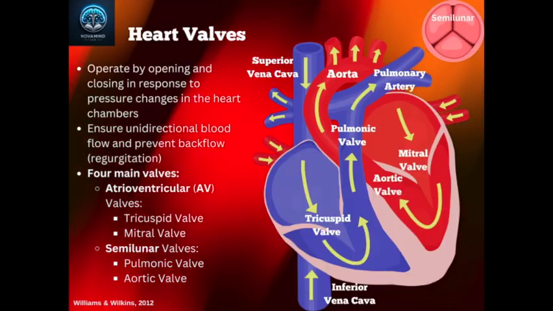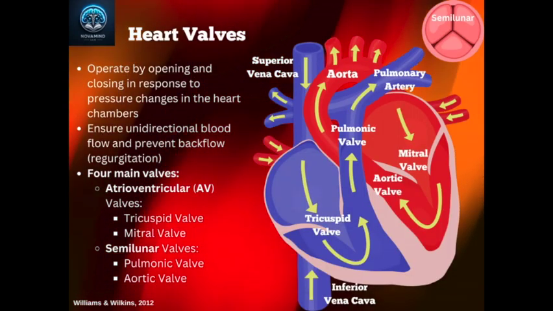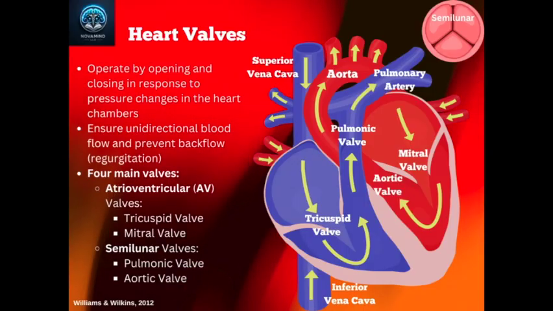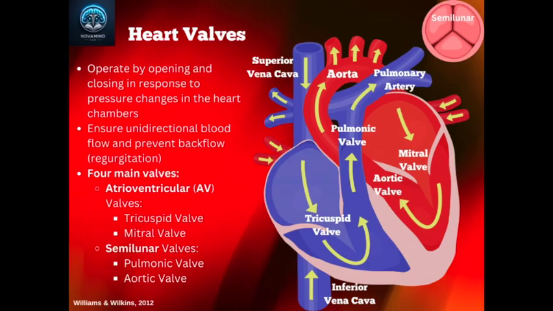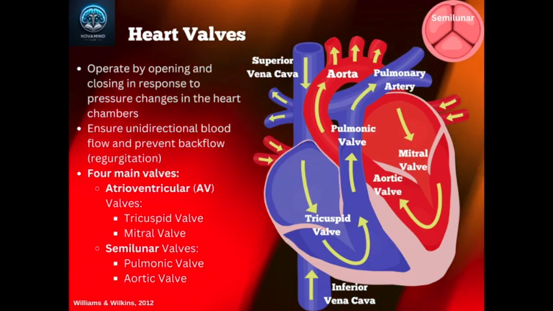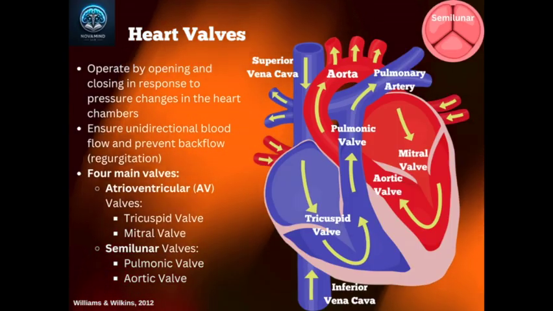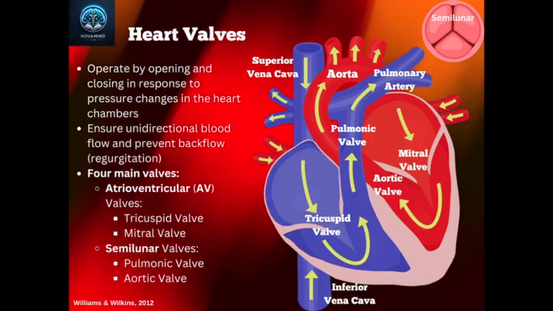The heart is equipped with four crucial valves. They ensure blood flows in one direction, preventing any backward movement or regurgitation. These valves function by opening and closing in response to changing pressures within the heart's chambers during each heartbeat. There are two types of valves in the heart.